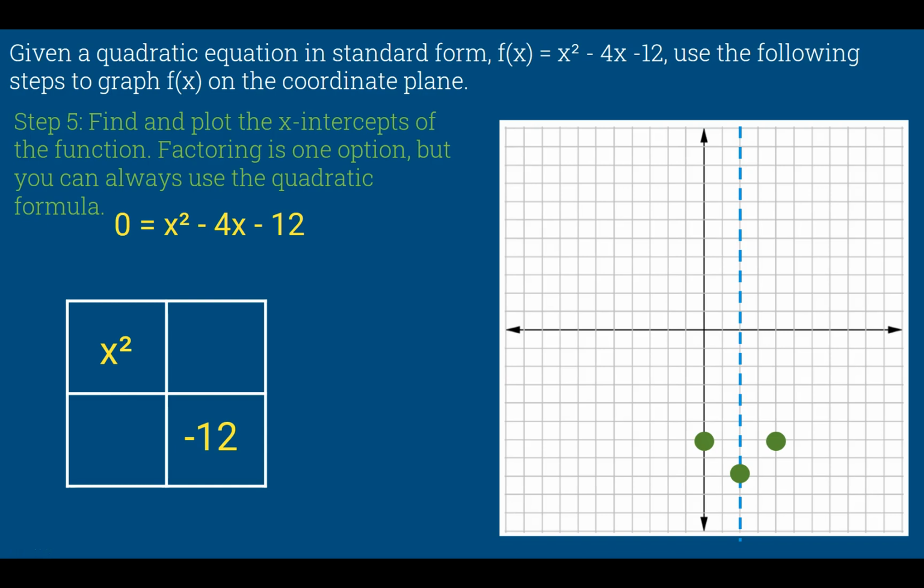So 6 and 2, 2 and 6. One of them has to be negative, though. Which one's going to be negative? Negative 6, positive 2. What can we factor out of the top row? X. The bottom row, just the 2. So my first factor is X plus 2. And then my columns: what can we factor out of the first column? An X, and the second column, a negative 6. Good. So my other factor is X minus 6.